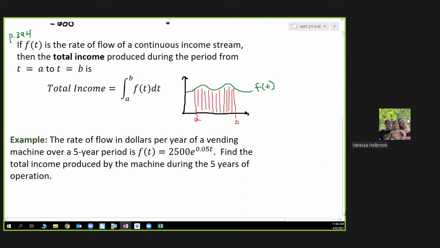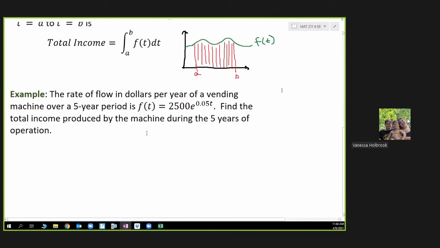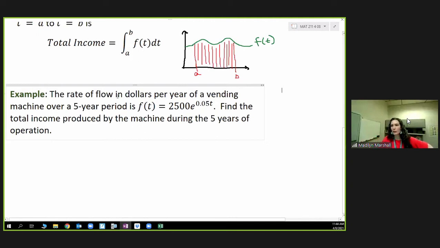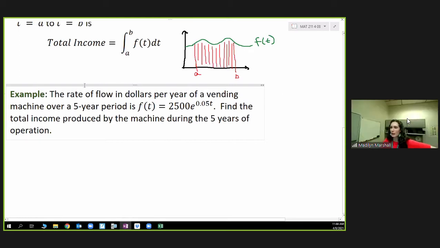So would you do 0 to 60? Or would you do 0 to 5? 0 to 5. And that's a good question. Okay. So the hint of what our units should be is that they should just match. So our rate of flow is in dollars per year, and our time is in years. So those two units of time should match.